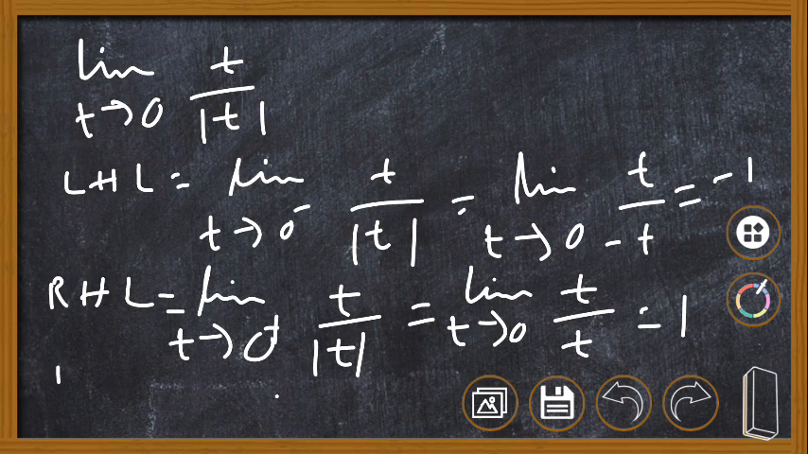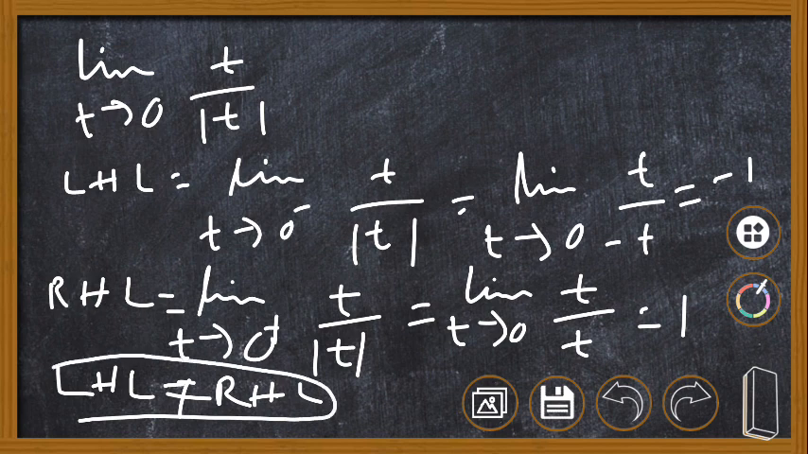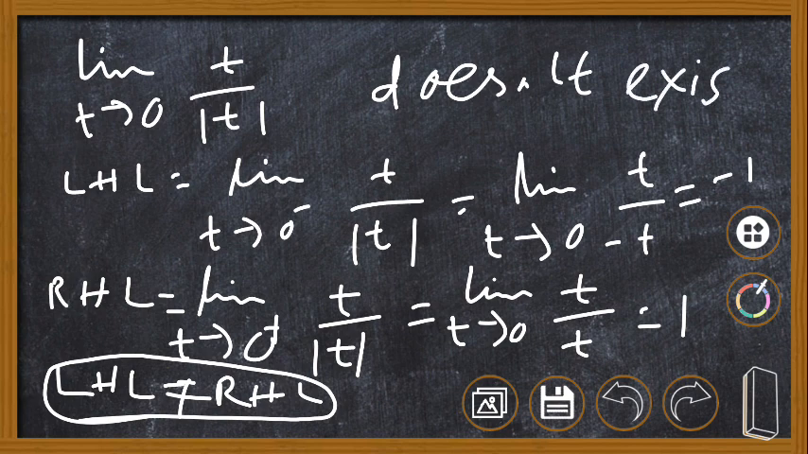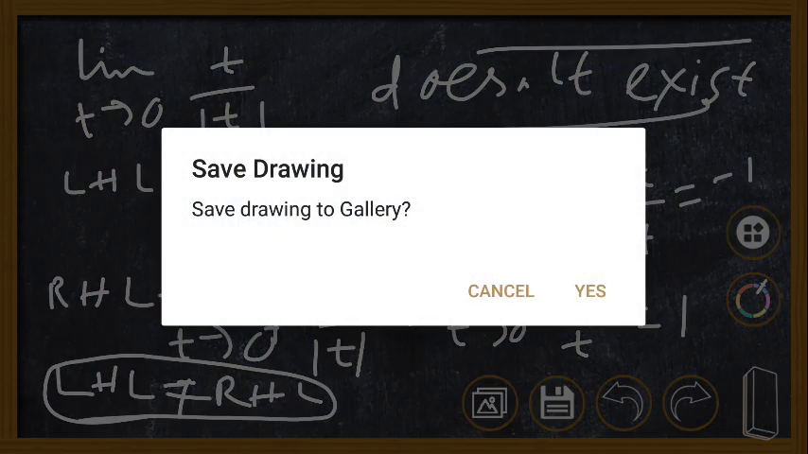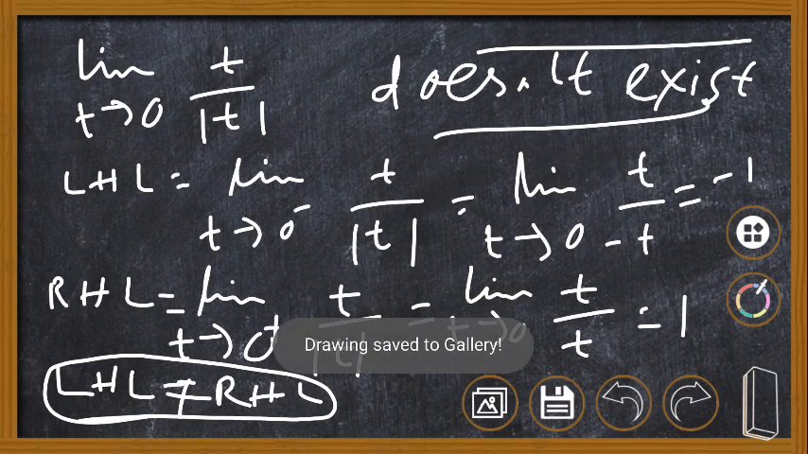So clearly it shows that LHL is not equal to RHL. In this condition, the limit does not exist. So the correct answer will be limit does not exist. I think this concept is clear to you. Let me save this one. This question, the limit will not exist. Next question, let me proceed.